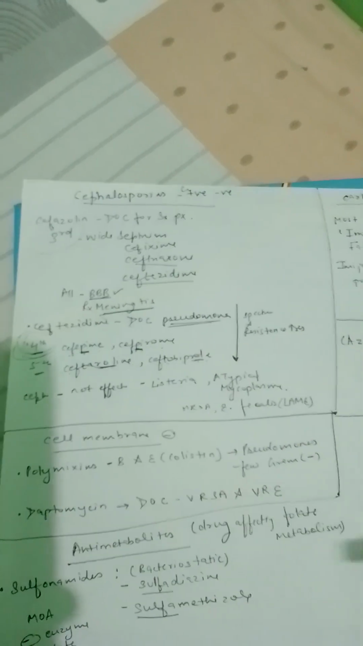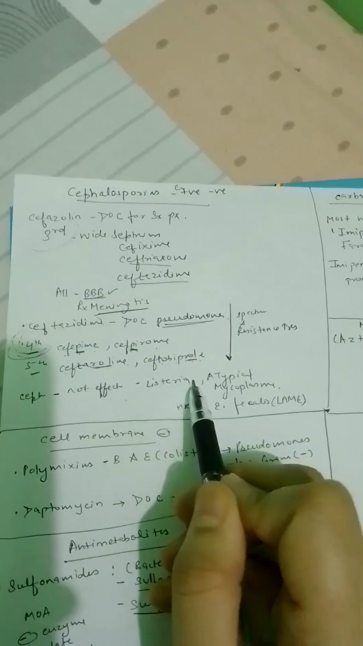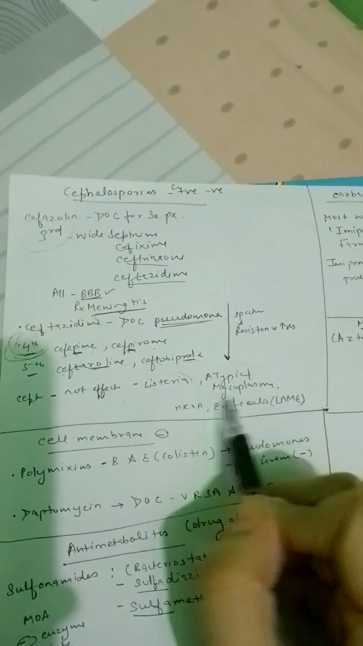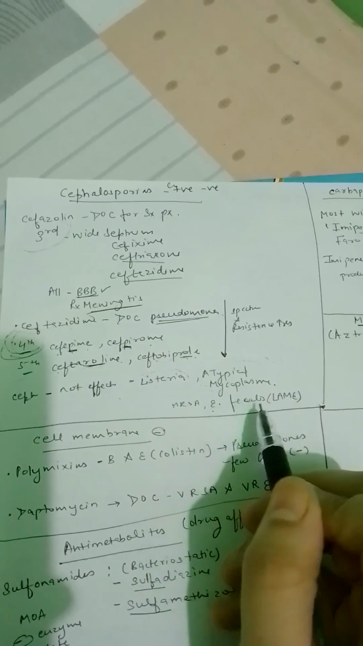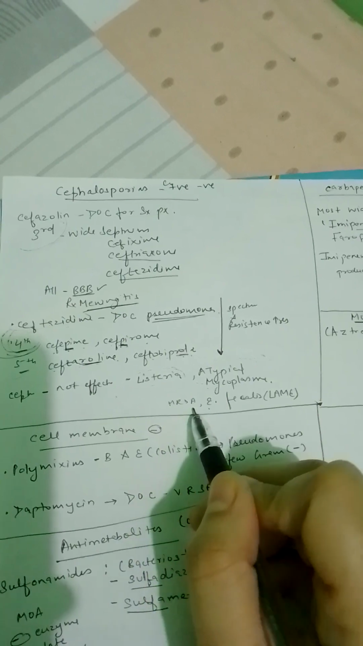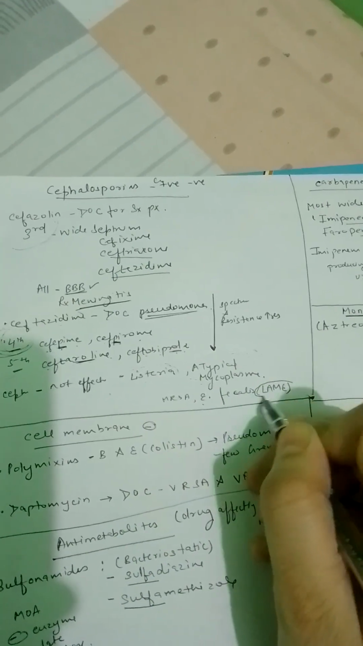Now basically, cephalosporins are not effective against Listeria, atypical organisms like Mycoplasma, Enterococcus faecalis, or methicillin-resistant Staph aureus. So by the mnemonic name we can remember it.